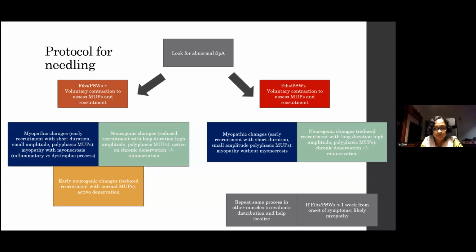And it would be helpful if you can get some voluntary contraction to try and see whether the motor unit potentials are myopathic or not. But sometimes you might be stuck in such a situation where the patient is comatose, for example, where you have no voluntary contraction. So this is something that you can think about. Early fibs and positive sharp waves within a week of onset of symptoms could be myopathic.